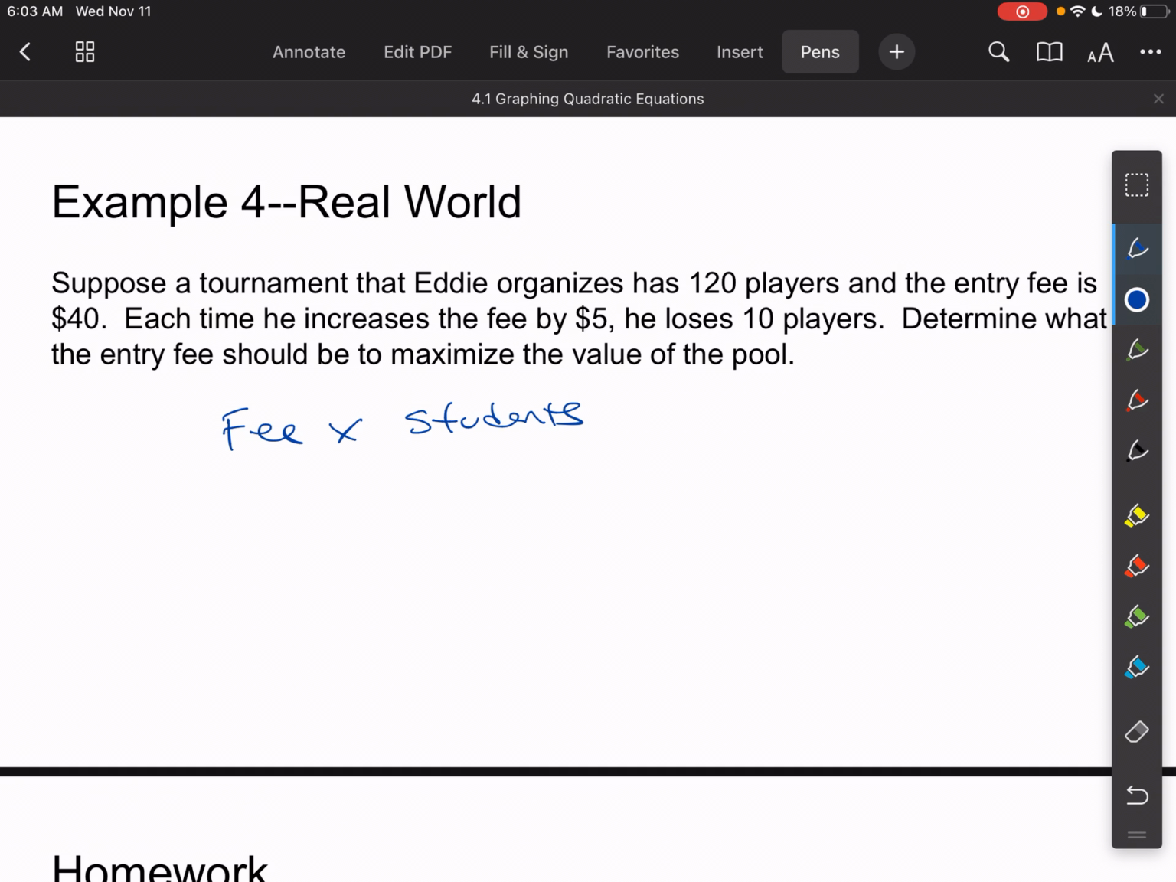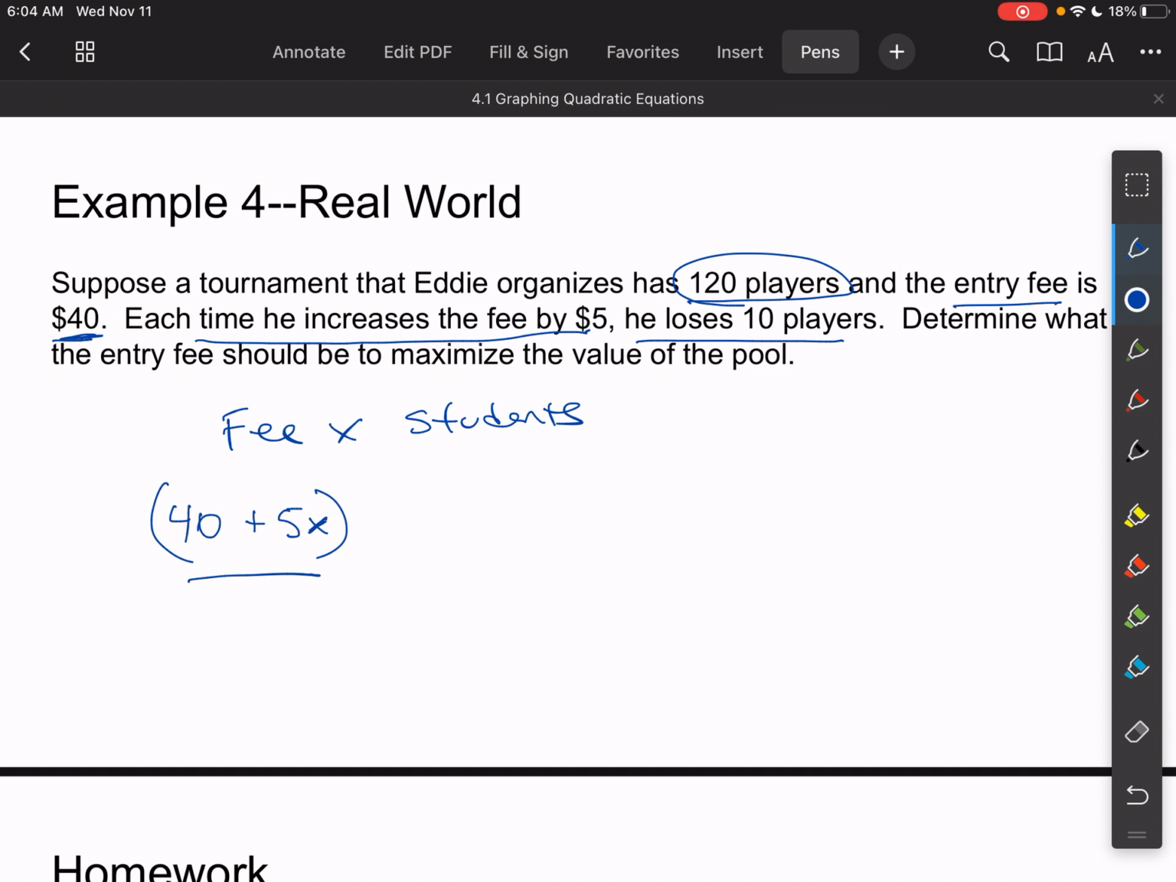The fee here, so suppose the tournament organizes 120 players. Entry fee is $40. So I'm going to look at that, $40. But then each time he increases the fee by $5, he loses 10 players. Okay, so the fee would be 40 plus 5 times however many times he decides to raise it. Hopefully that makes sense, right? So it's $40 plus 5 times however many times he raises it. So if he raises it 2 times, he'd be looking at a $50 fee, right? So that works for the fee.